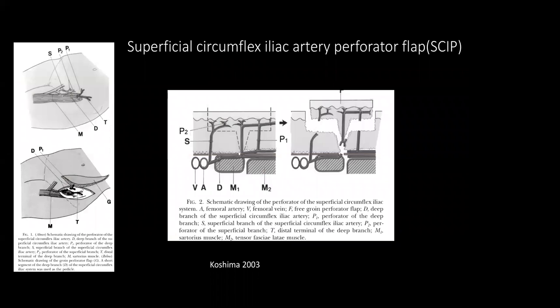Now, the difference between the SCIP flap and the groin flap is that in the SCIP flap, we use the perforator from the SCIA vessel, and then we use the perforator with a small amount of pedicle for our microvascular anastomosis. And this was described by Koshima for limb defects. Now, the problem with this flap is that you're going to have a short pedicle length.